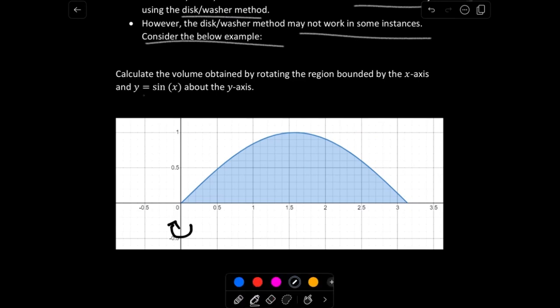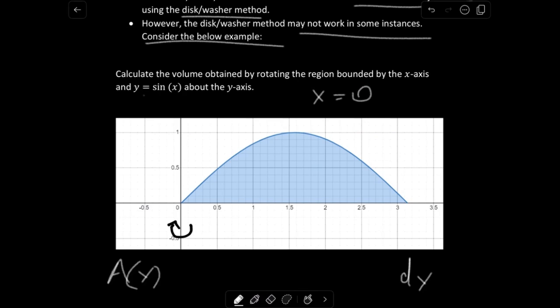So let's do this. We are rotating it about the y-axis. The y-axis equation is x is equal to 0. So according to the disk and washer rules, I'm rotating it about x is equal to 0, a vertical line, so I need to be integrating with respect to y. My cross-sectional area is going to be in terms of y.